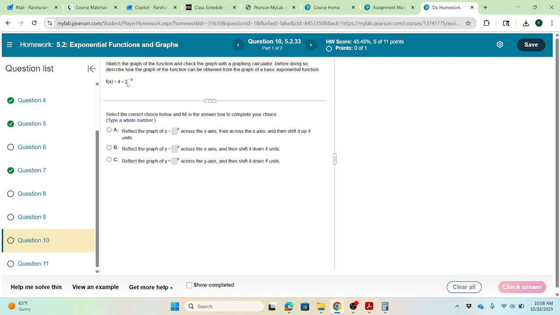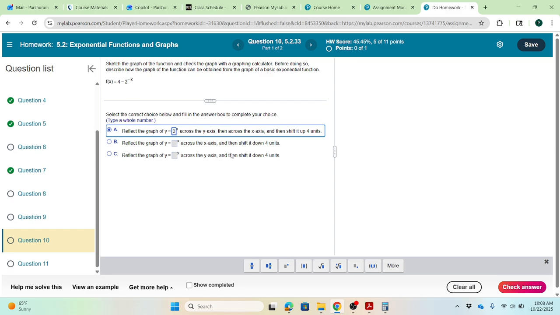This is, again, a transformation of an exponential function. First of all, start with 2 to the power x and then make it negative x, which is a reflection across the y-axis. Then make the negative of that, which is a reflection about the x-axis, and then add 4, which is shifting 4 units up. That's what you do at the end. So reflect the graph across the y-axis and the x-axis, and then shift up 4 units. It looks right.